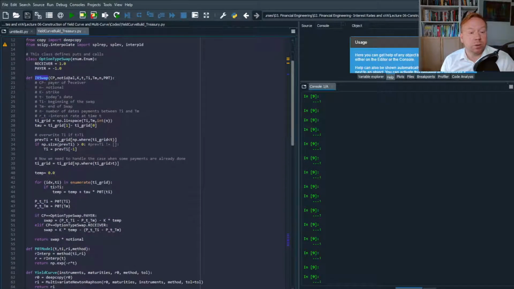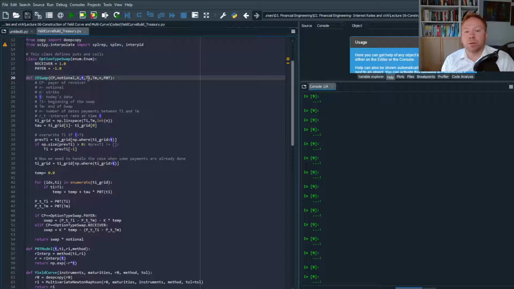So the swap function has some configurations. It's a payer or receiver. We have a notional, which is irrelevant for our calibration purposes. We have a strike, so fixed rate for a payer or receiver. We have a time t, which in this case, once we build a curve, is only T0 because we build it from today's perspective. However, this flexibility of choosing today's date will be important later, in a few lectures from now, when we will be talking about XVA.